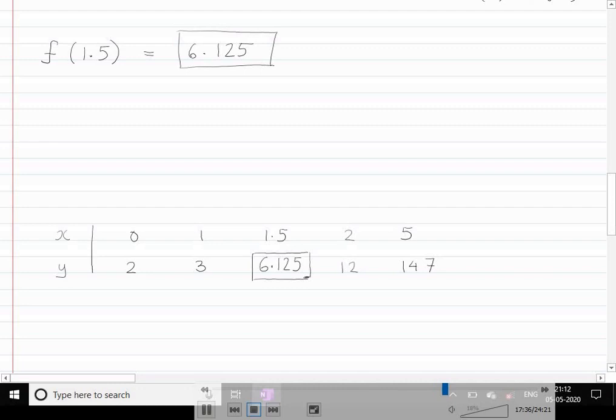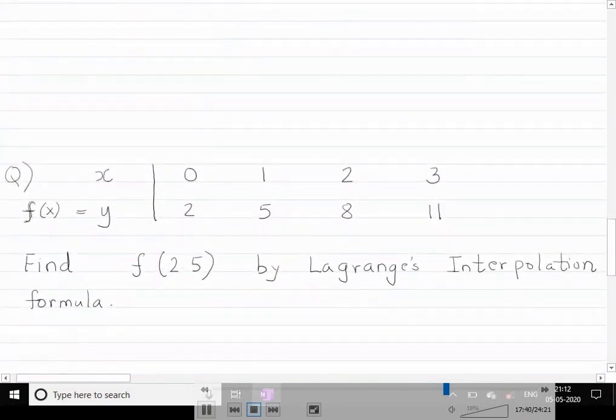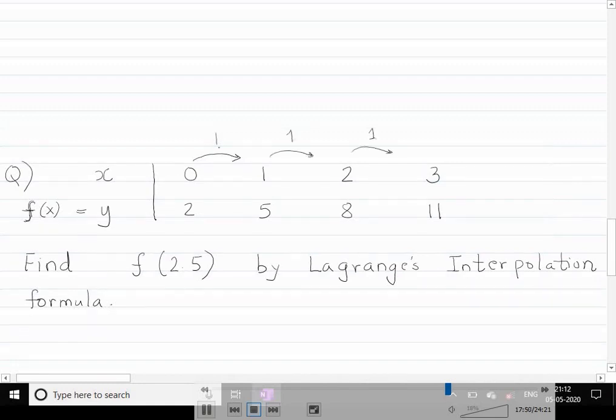I hope this is understood. We will go for one more example so that you will get a much better idea. Let me look at this problem. X is 0, 1, 2, 3, and Y is 2, 5, 8, 11. Now here the gap is 1. Still I am using Lagrange interpolation formula because that is given in the question. So I will use Lagrange interpolation formula.